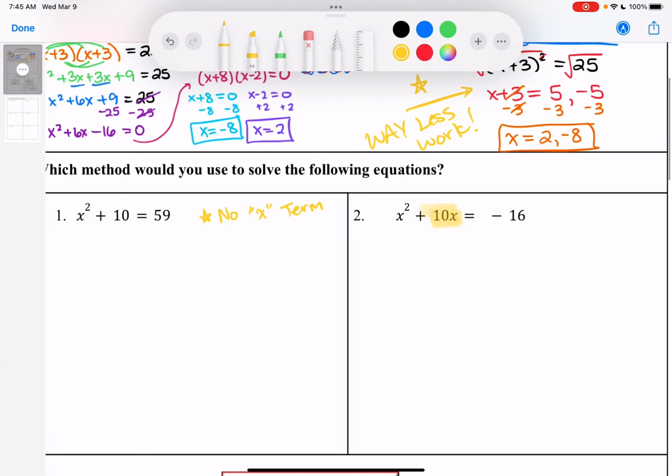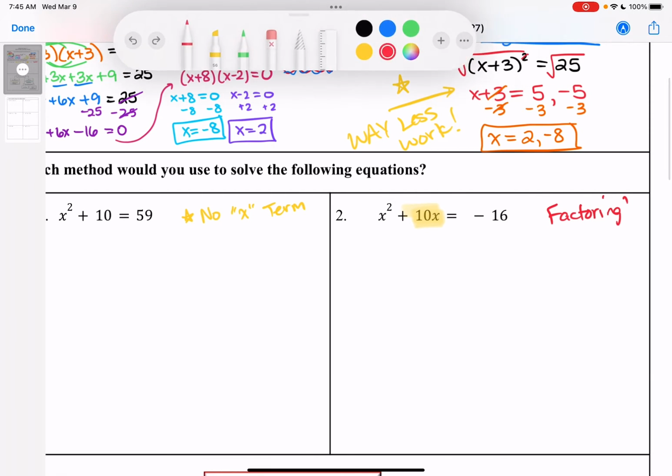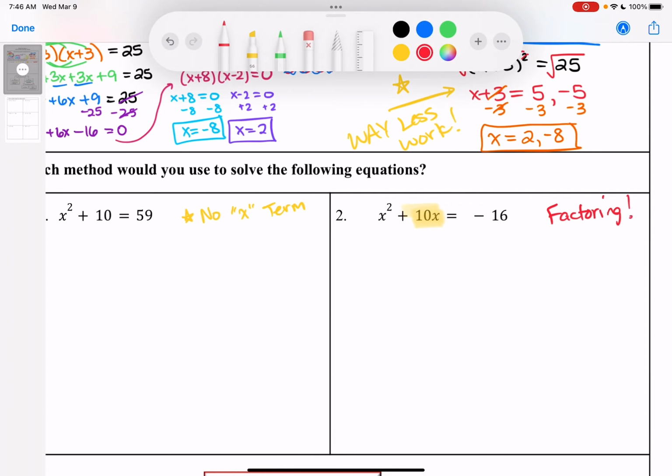But the big thing here is I have an x term in number 2, so if I was going to use the square root, I couldn't take the square root of x. And I can't ever divide by x like we talked about yesterday. So number 2, I would have to use factoring. I have to use factoring on number 2 because there is an x term.